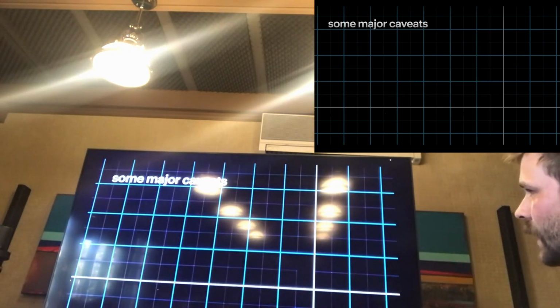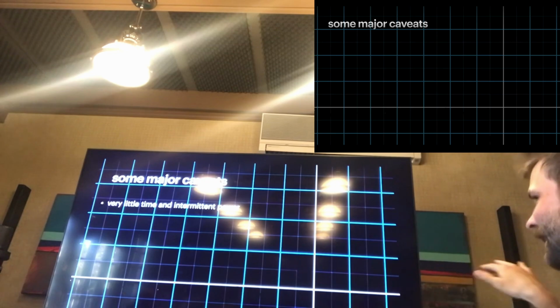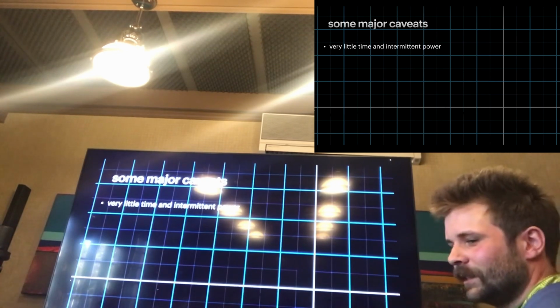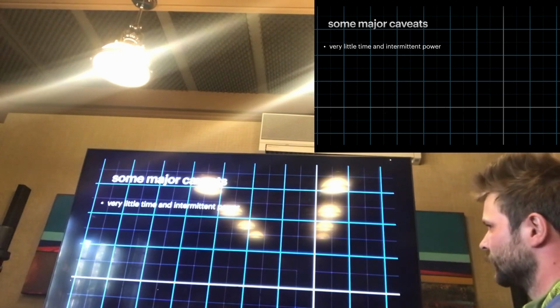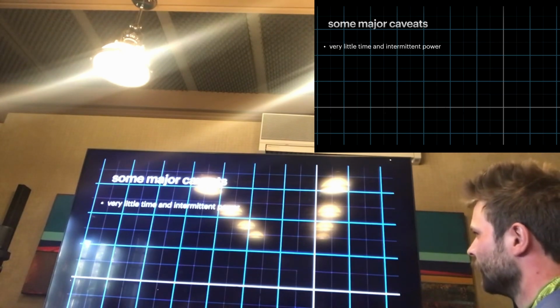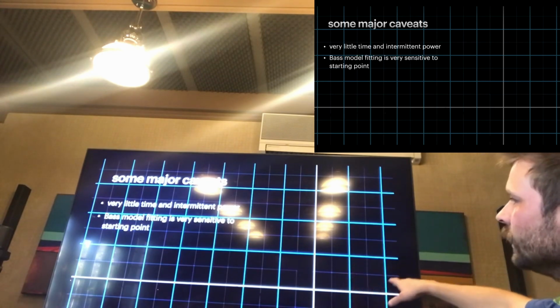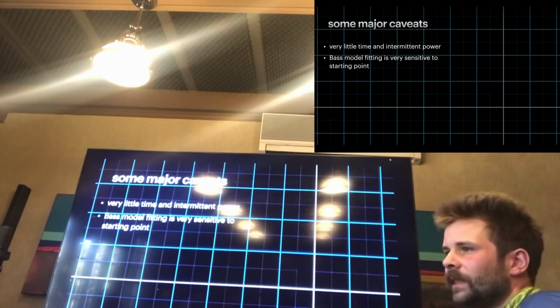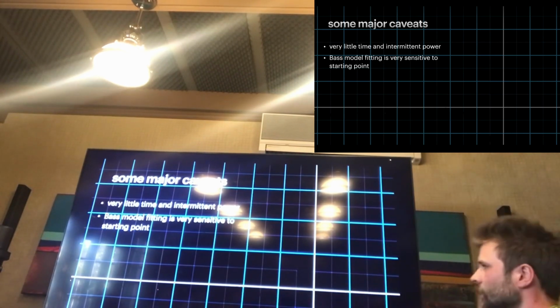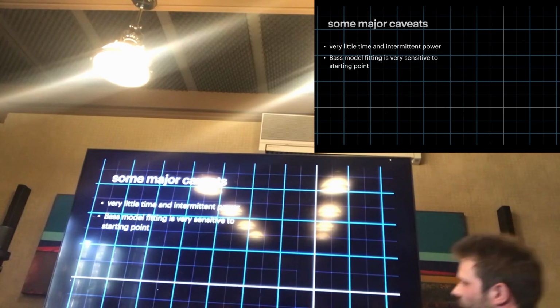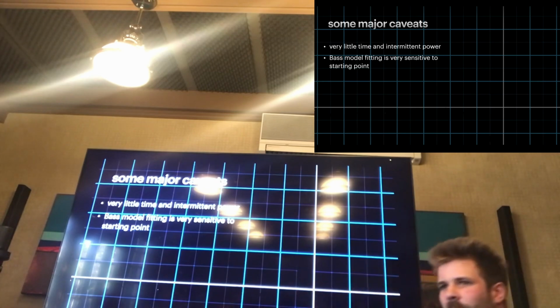So I want to talk about the major caveats. I think people are going to talk about the intermittent power more today, but of course gathering the data took time, fitting the data took time, and intermittent power also made it hard to collect data. The BAS model is really sensitive to the starting point, so I varied the ending point, but the starting point also. So I'm still trying to figure out a robust way to set this up where I'm not introducing my own biases by setting the start point at a particular time.